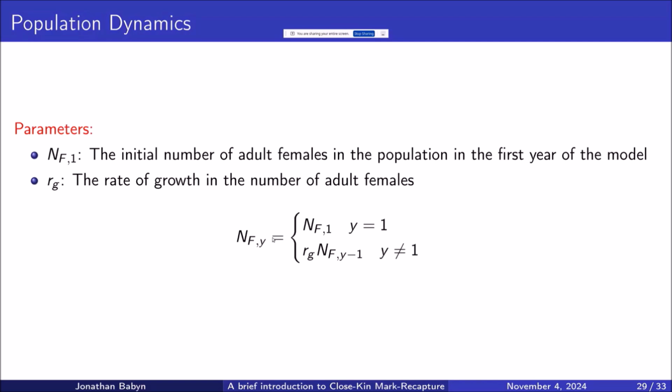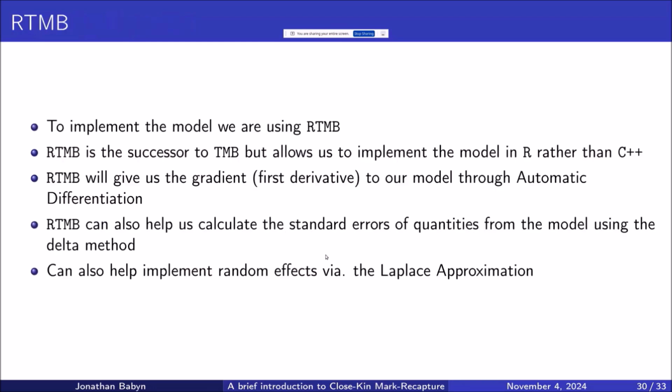And so for the other years of the model, so when it's not the initial year, it just calculates the number of females in that year as the rate of growth times the number of females in the prior year. So it's really quite simple in this example.